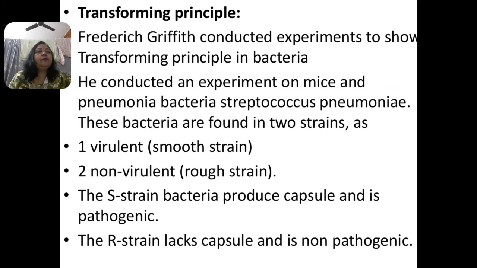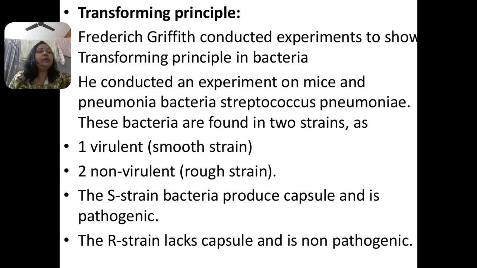These bacteria are actually found in two strains. Number one is the smooth surface or smooth strain, or S strain. It is virulent in nature. And second is the rough surface or R strain. It is non-virulent in nature.